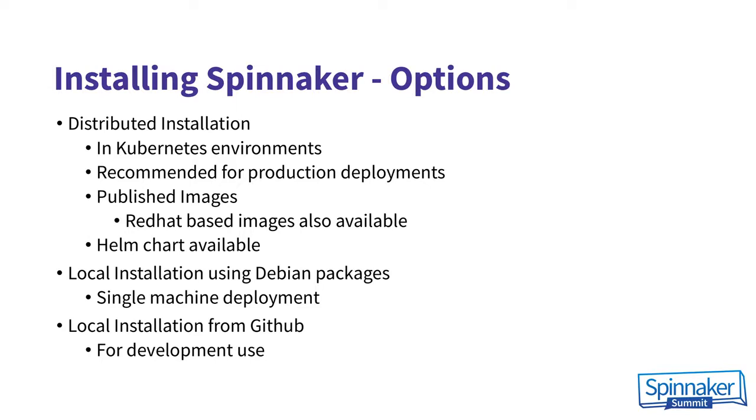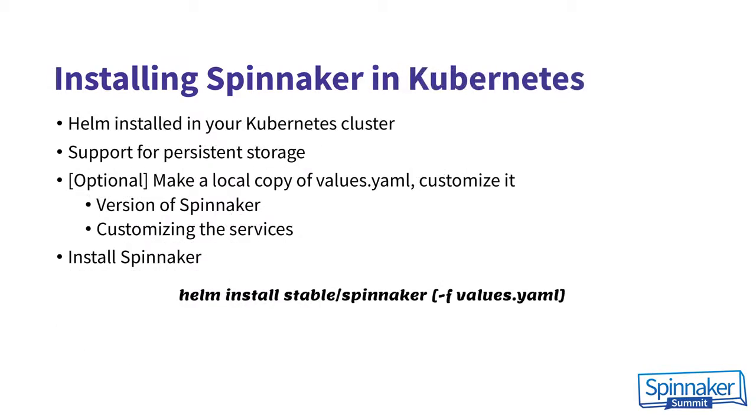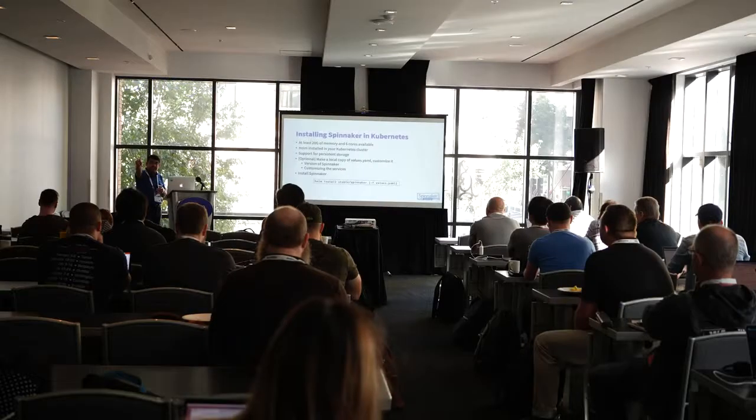So how do you install it? To install in Kubernetes, you need a Kubernetes cluster with at least 2 gigs of memory and 6 cores. You need Helm installed in your Kubernetes cluster. And it's better you have support for persistent storage. You can bring it up. I will show it to you without persistent storage. But if one of your pods goes down, you will lose data, right? So that's the drawback of not using persistent storage, but you should use persistent storage.